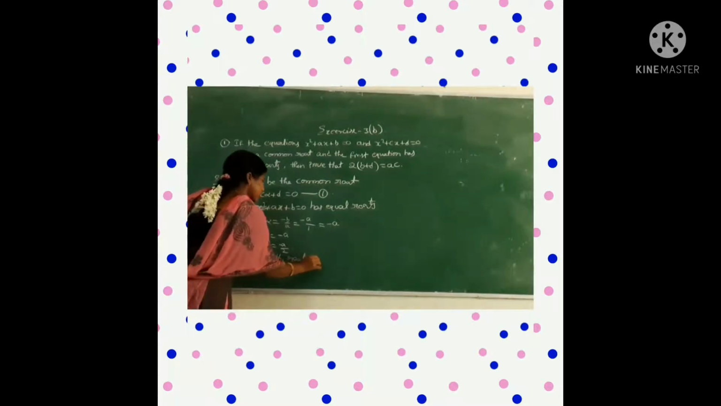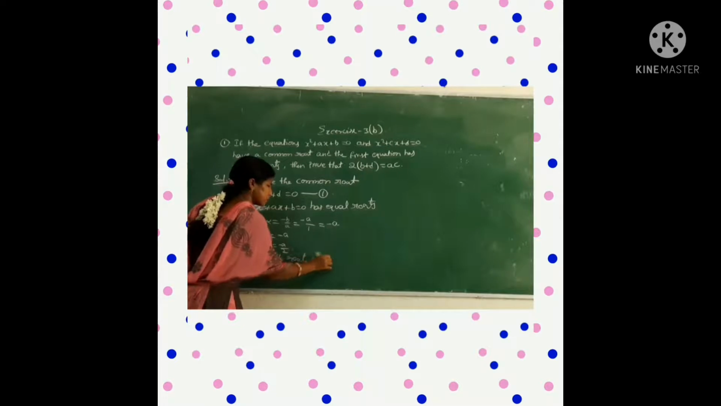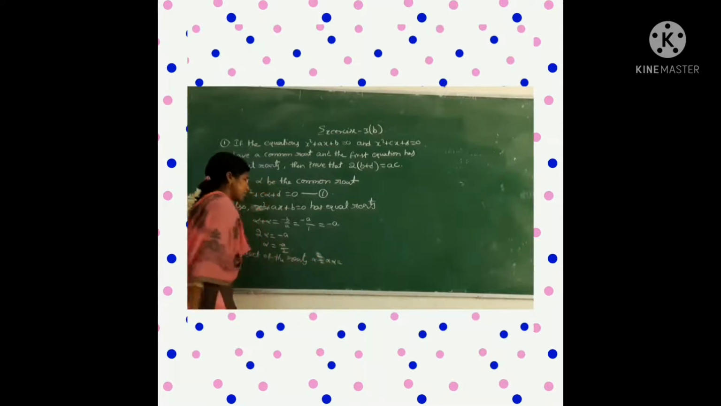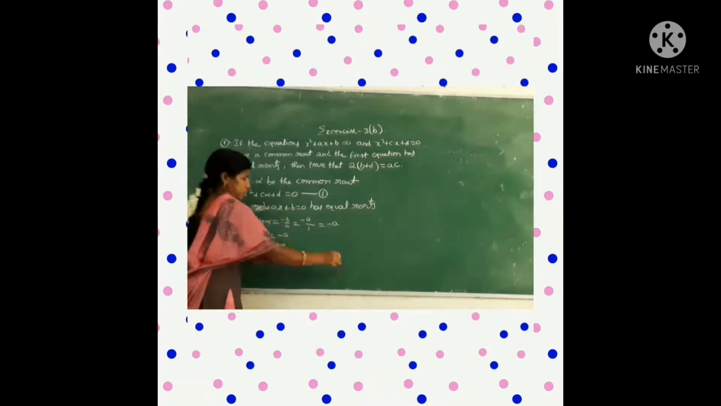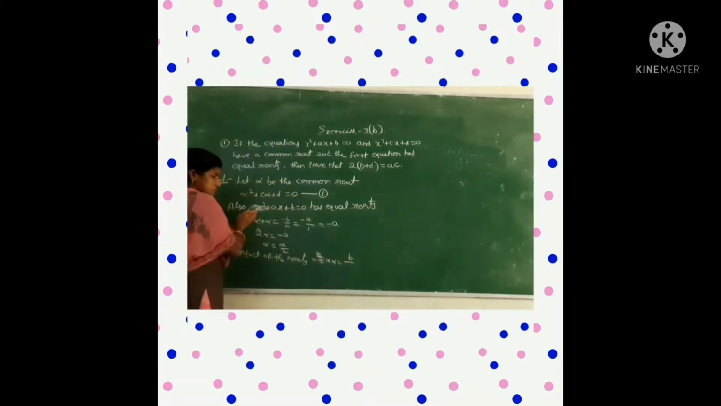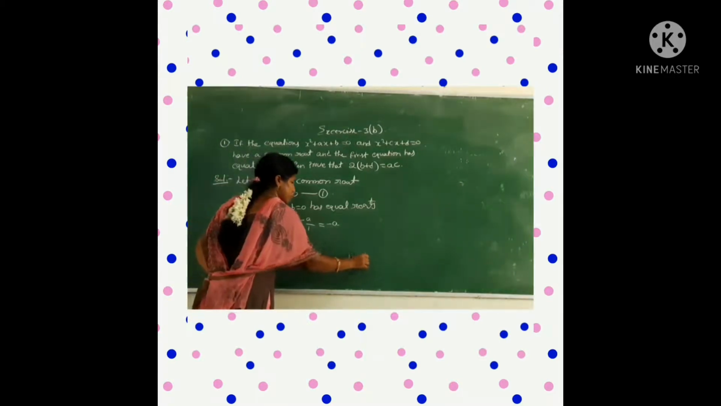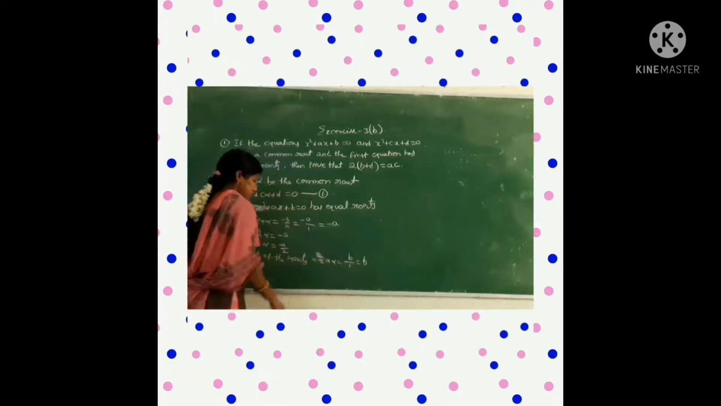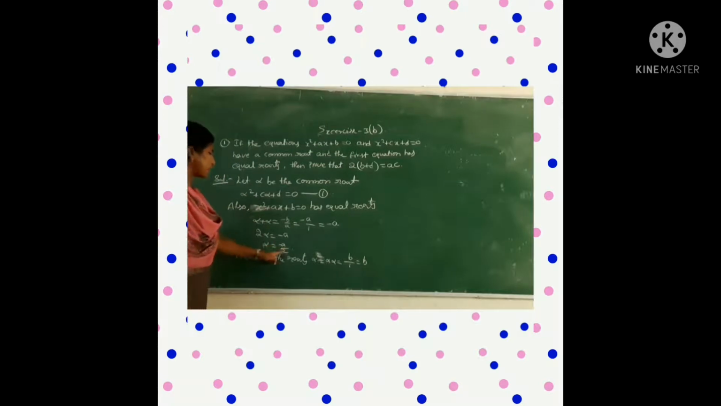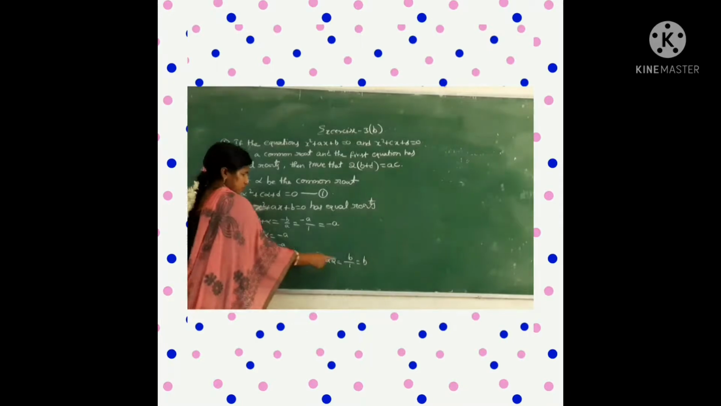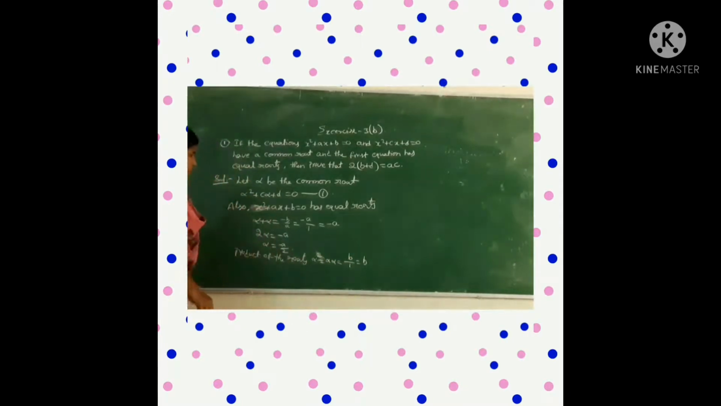Product of the roots: alpha into alpha square is equal to c by a. What is that? c by a means b by a, where the x square coefficient is 1, so that is equal to b. Okay, so here alpha square is equal to b. That's right. Here we get alpha and alpha square values.